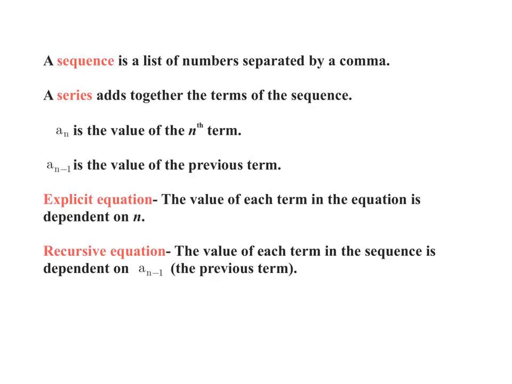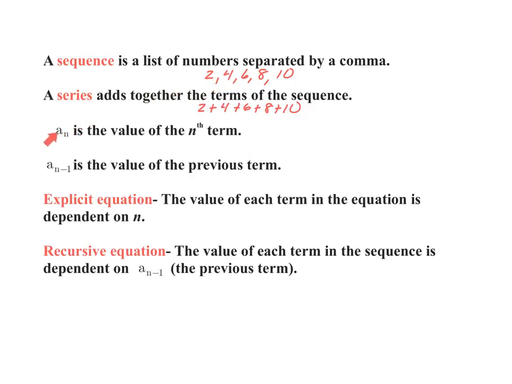So, for example, if we have the numbers 2, 4, 6, 8, and 10, that would be considered a sequence. And if we add those numbers together, 2 plus 4 plus 6 plus 8 plus 10, then that becomes a series. All right, so that's just simply the difference between a sequence and a series. And your list of numbers will have some sort of expression or equation that can be used to generate this list.